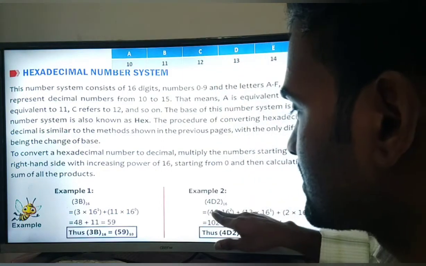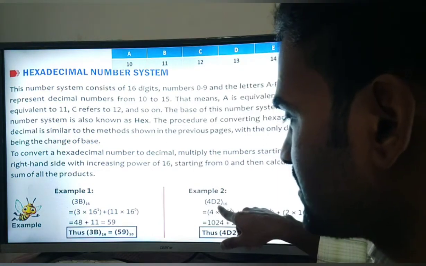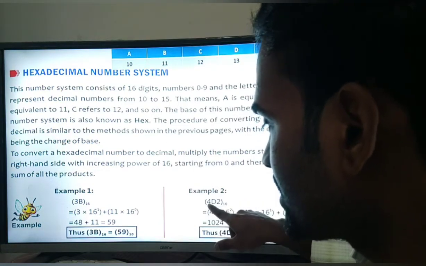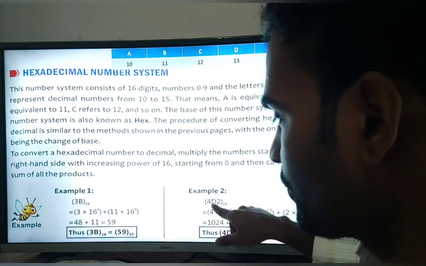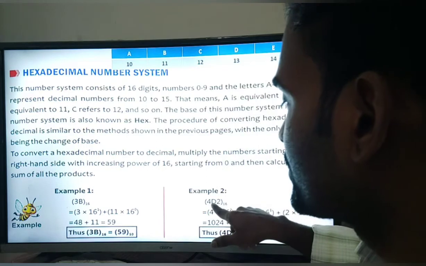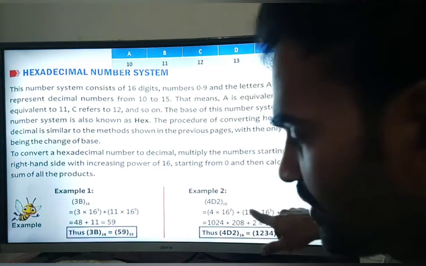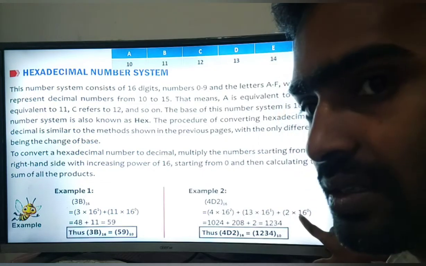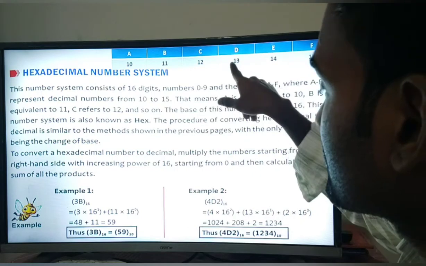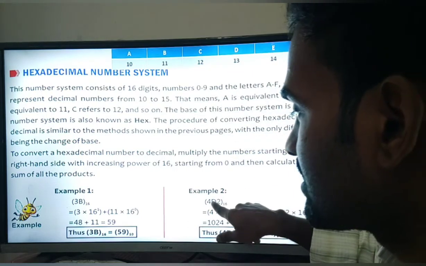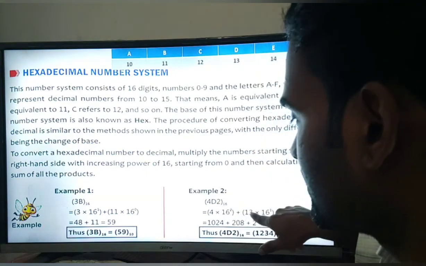The same way here, see here, they have given 3 digits for 4D2, which means 0th position, first position, second position. So directly we should not write the D value here. What is the D value here? 13. We should not write the 13 here. When we convert, there we have to write D at the first position. If you write 13 here, the value will change. Clear? Never write it here.